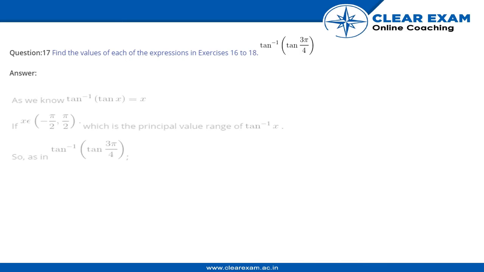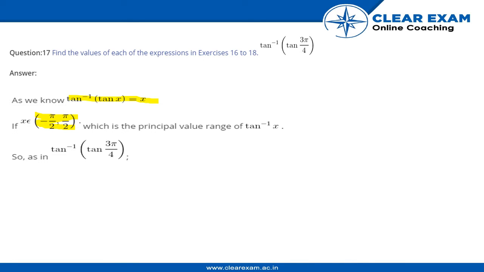The question is from inverse trigonometric functions, and the question is: find the values of each of the expressions. The given expression is tan inverse of tan 3 pi by 4. I hope you all remember the standard formula from the NCERT book, that is tan inverse of tan x is equal to x, and the range of tan inverse is minus pi by 2 to pi by 2.